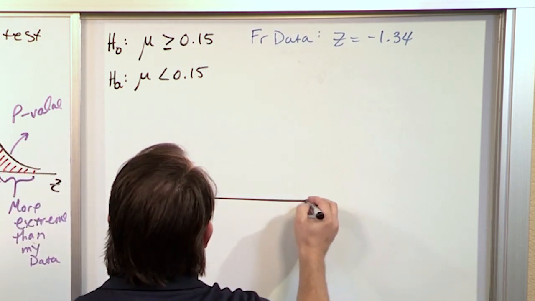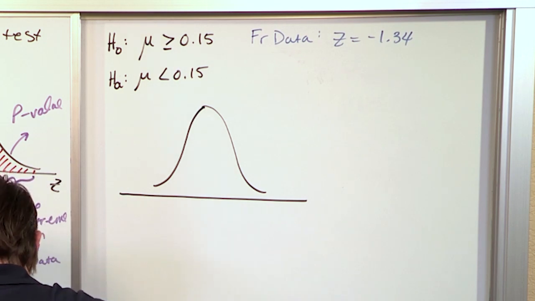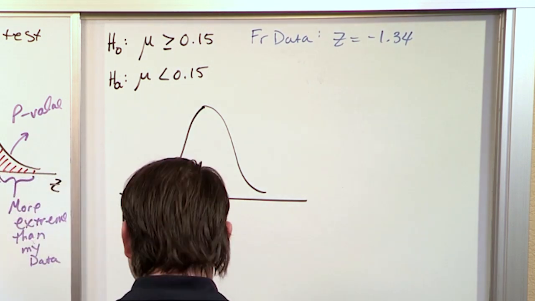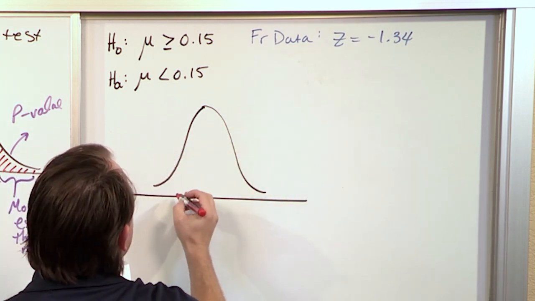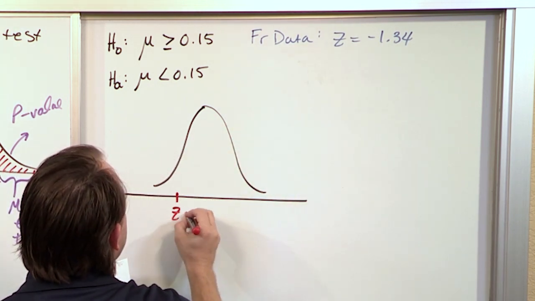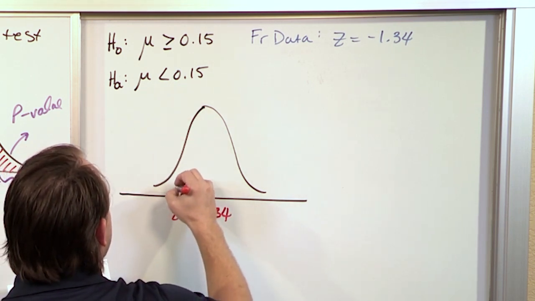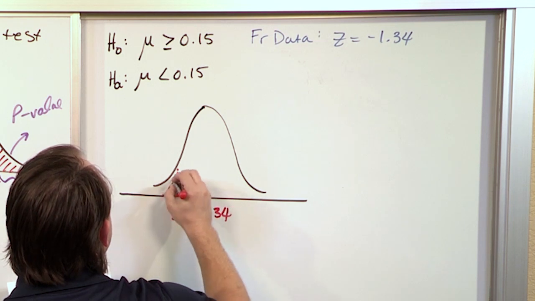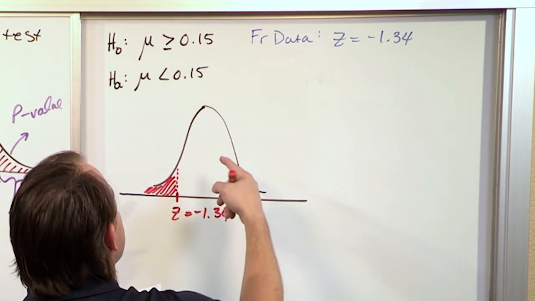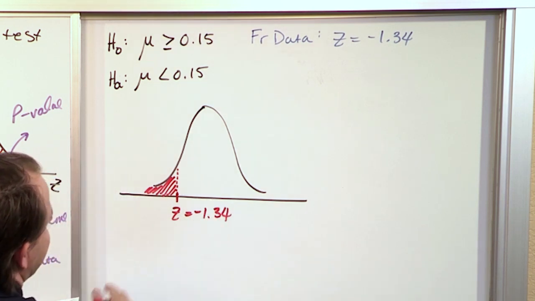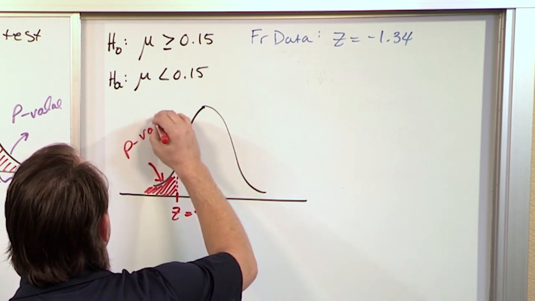So if I were to draw this, I would draw something like this, and I know that I'm doing a left tail test. Okay, so the bottom line is the value of z that comes about from the sample data is negative 1.34. And since I'm doing a left tail test, I come up here and I shade this to the left, because I'm getting the probability of getting a sample more extreme than the data that I actually collected. So this area here is called the p-value.